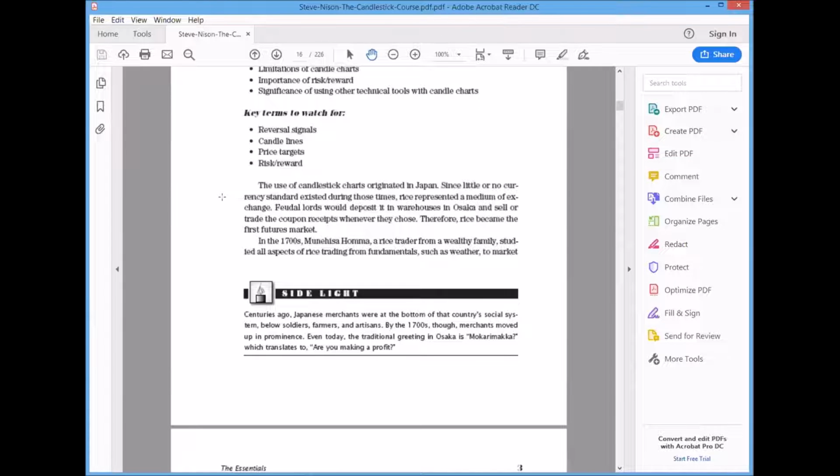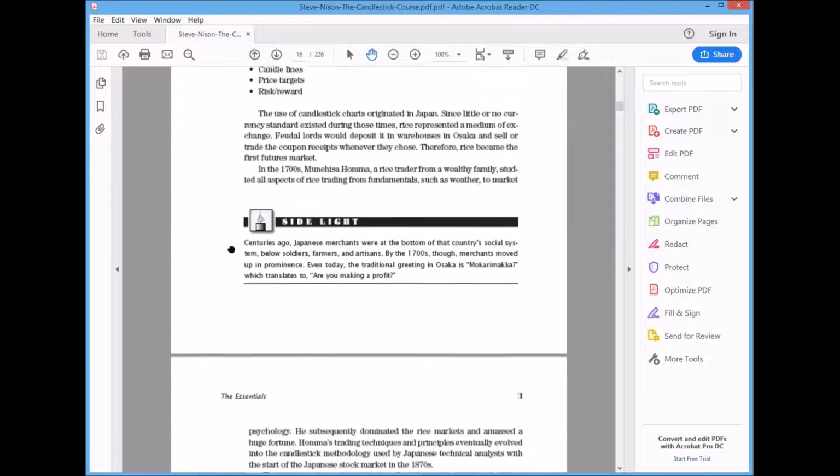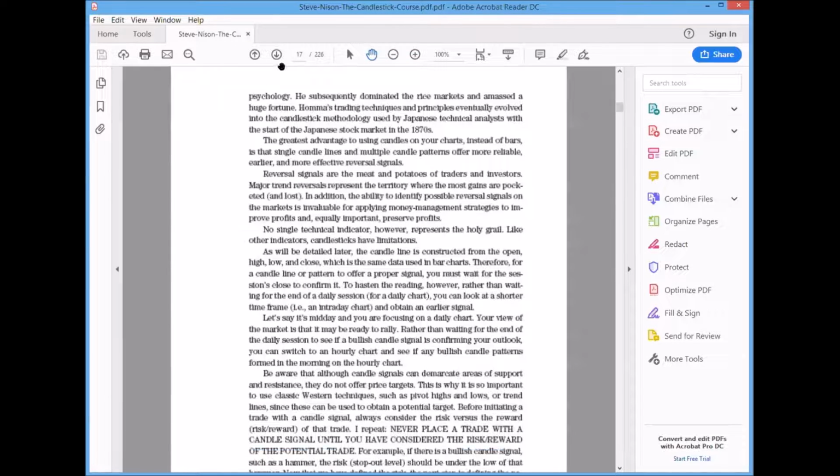In the 1700s, Munehisa Homma, a rice trader from a wealthy family, studied all aspects of rice trading, from fundamentals such as weather to market psychology. He subsequently dominated the rice markets and amassed a huge fortune. Homma's trading techniques and principles eventually evolved into the candlestick methodology used by Japanese technical analysts with the start of the Japanese stock market in the 1870s. So this is old stuff, but it didn't quite make its way to the West for a while.